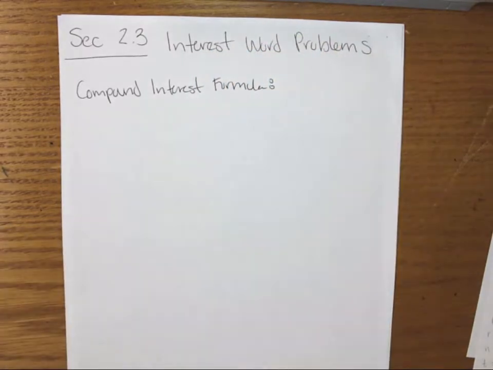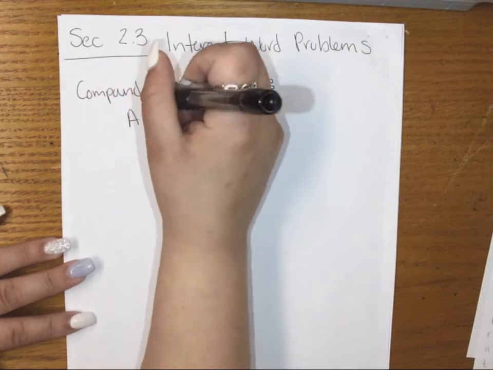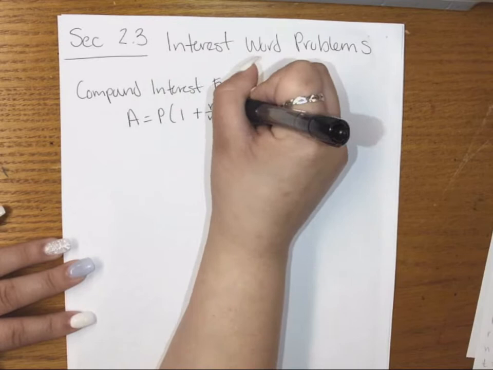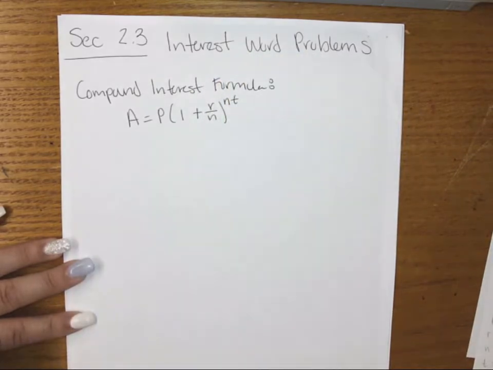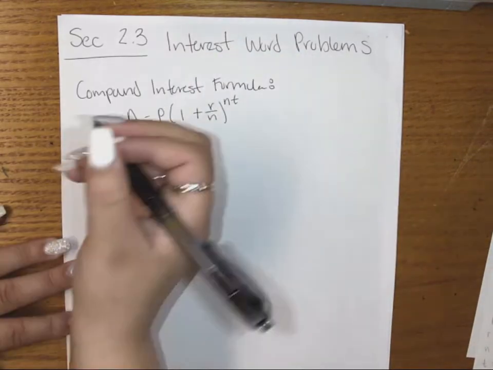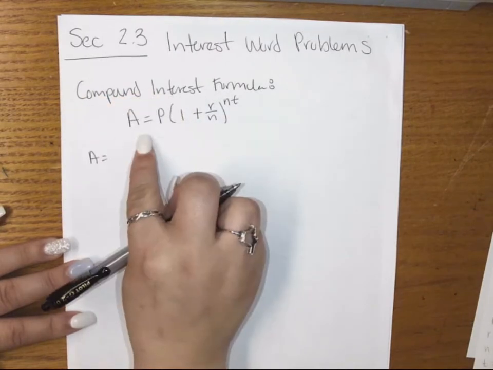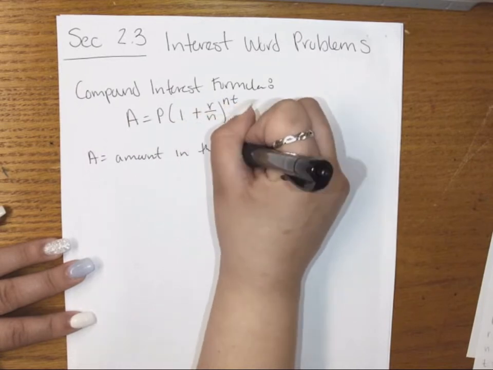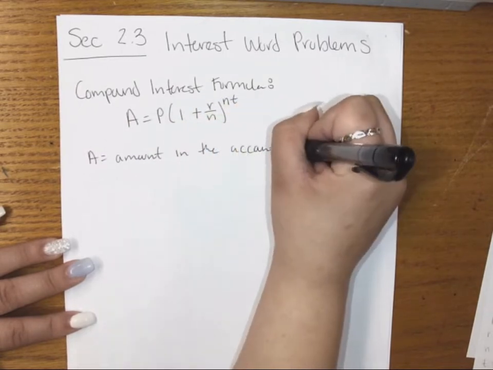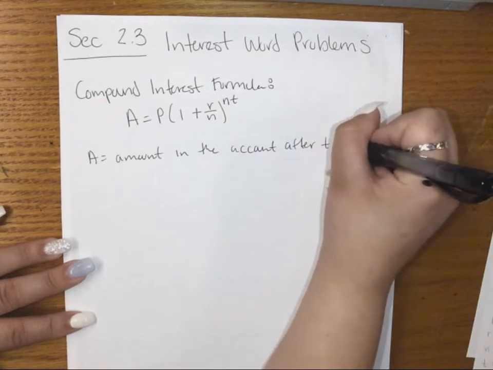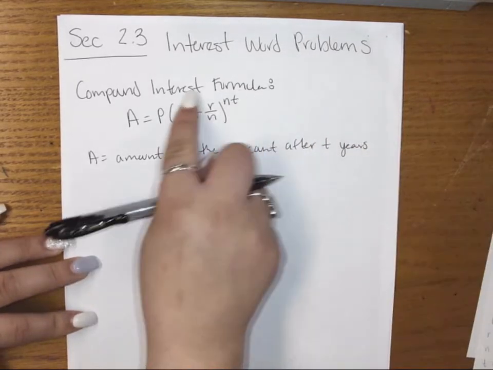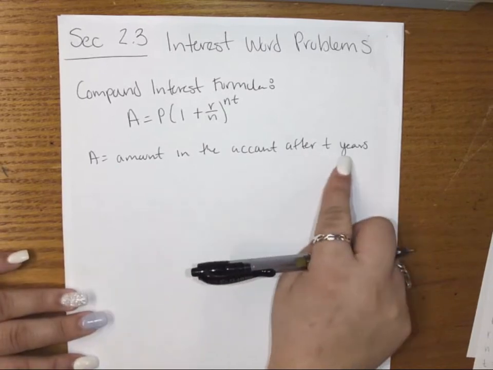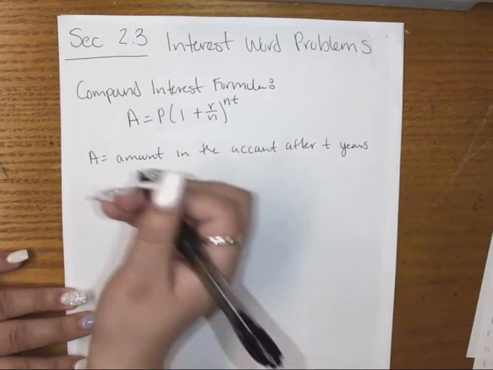The compound interest formula is A equals P times 1 plus R over N to the power of NT. So we're talking about a compound interest formula. A represents the amount in the account after some T years. Basically, this formula helps us find the future value in your account after a certain amount of time, and we're measuring time in years.